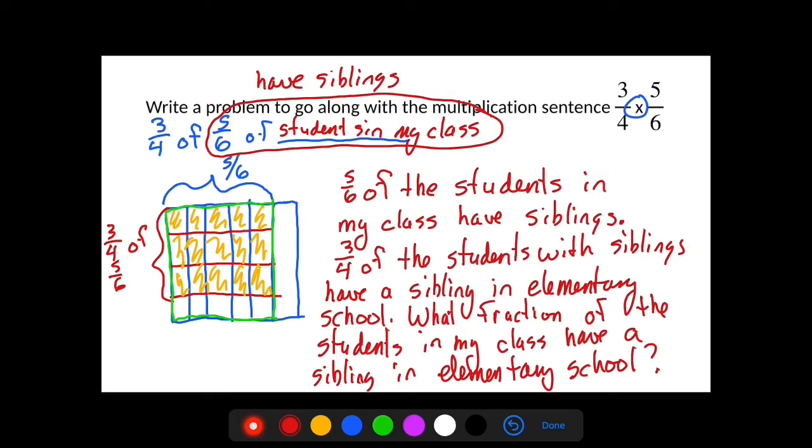5/6 of the students in my class have siblings. 3/4 of the students with siblings have a sibling in elementary school. What fraction of the students in my class have a sibling in elementary school? So that was a fairly complicated problem, but I wanted to do it because of that question issue. Instead of asking about how many students, I'm asking about what fraction of the students in my class.